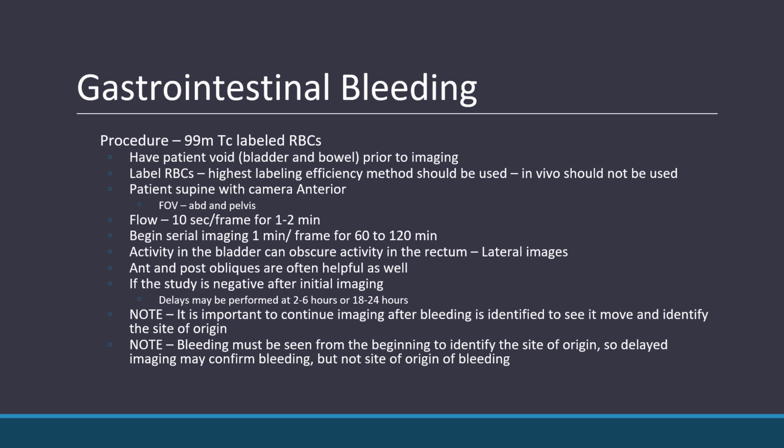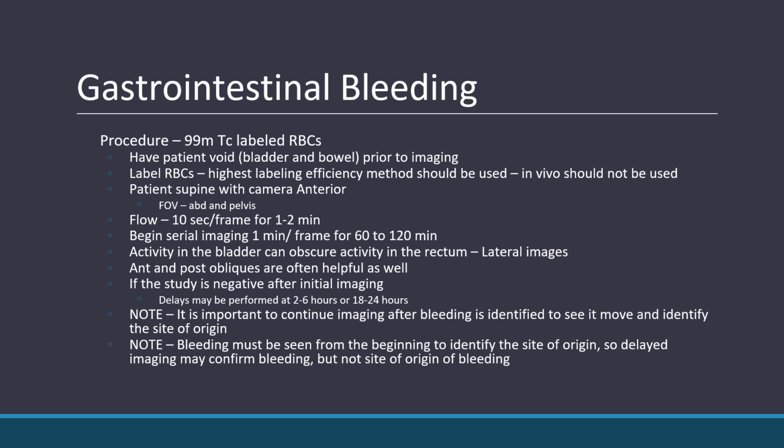Once the blood is tagged, you'll put the patient on the camera supine with the camera anterior with the field of view over their abdomen and pelvis. The patient will get a flow typically at about 1 to 2 seconds per frame for 1 to 2 minutes. Those images later get added together for display at about 5 to 10 seconds per frame. Then you begin the serial imaging, which is 1 minute per frame for 60 to 120 minutes. So for 1 to 2 hours, you'll take sequential 1-minute images.